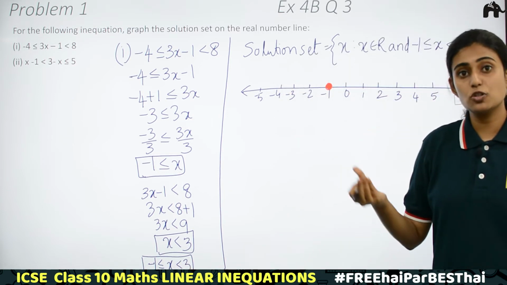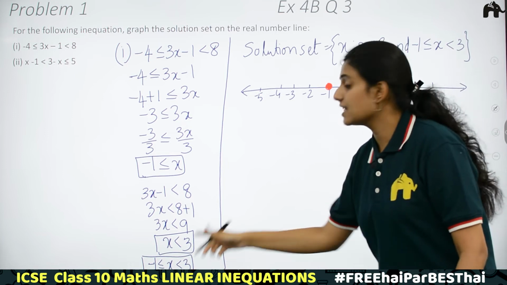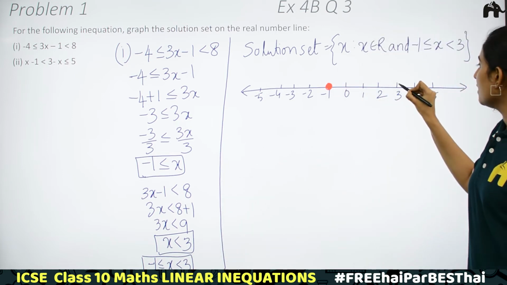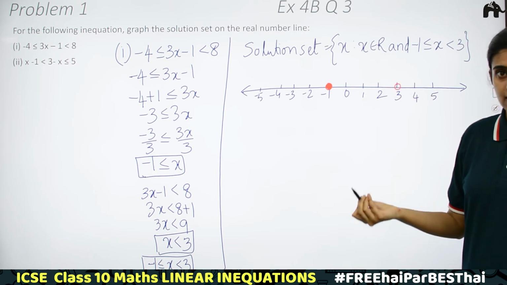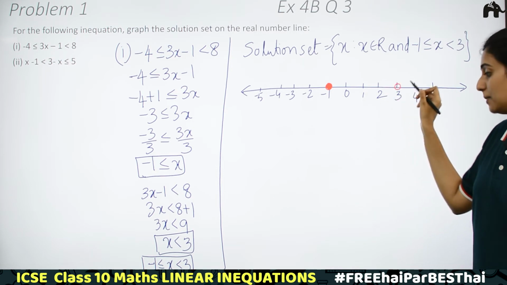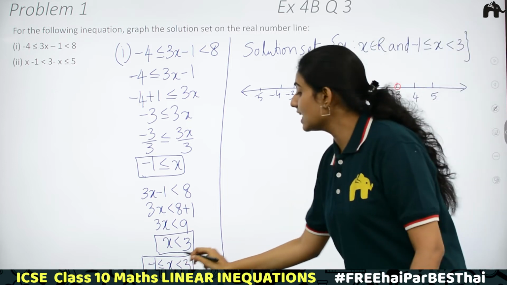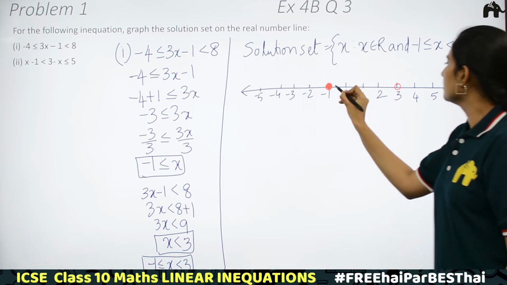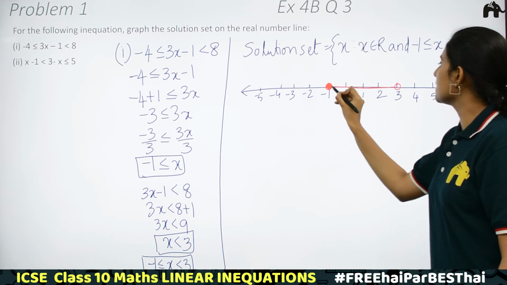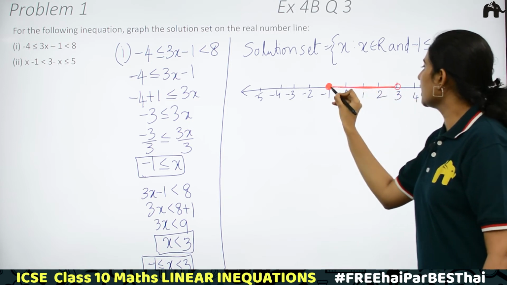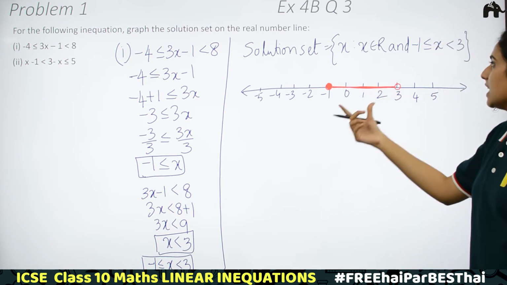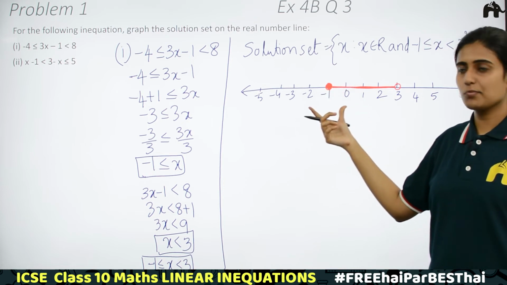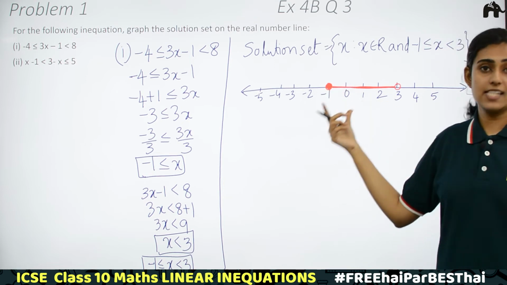Now, second part, x less than 3. The value of x should be less than 3, not x less than or equal to 3. Find 3. We have 3 here. We will be drawing a hollow circle. Why hollow circle? Because the value of x is less than 3. X is not equal to 3. Now darken this part. This is the solution region. This is the graph of the solution set. Got the answer? Now let's do the second part.